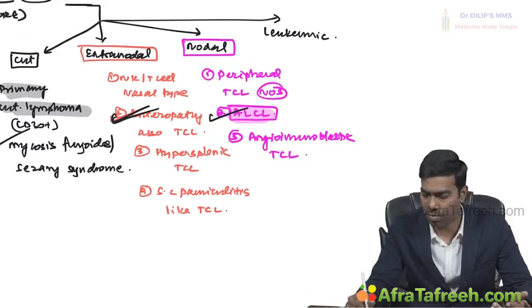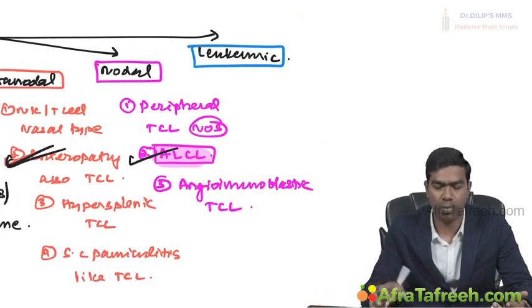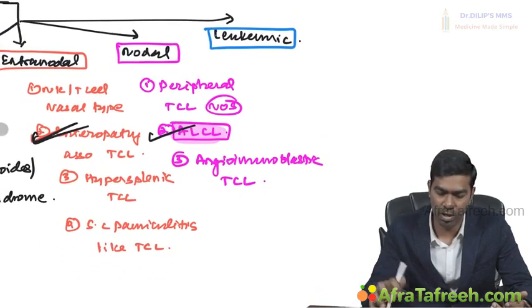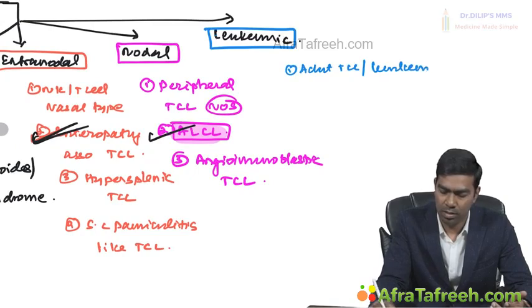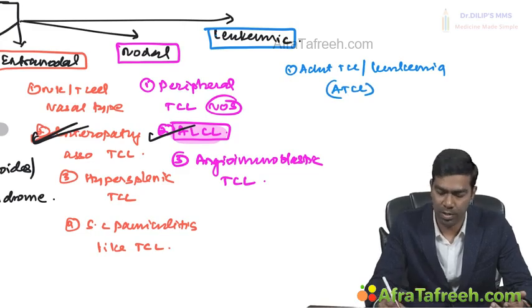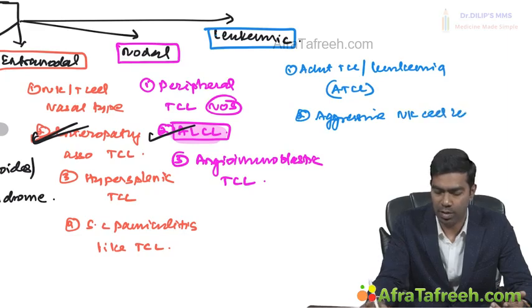And the leukemic counterparts, you have a lot of leukemic diseases. Leukemic T cell neoplasms and NK cell neoplasms include, number 1, you have something called an adult T cell lymphoma leukemia. This is also called as ATCL, adult T cell lymphoma leukemia. Number 2, you have something called an aggressive NK cell leukemia.